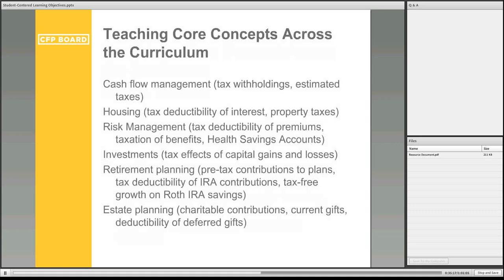Here I gave a list of an example of topics that might occur in the five or six different courses, and then some of the items that go across concepts. So, for example, in estate planning, we're going to see charitable contributions, current gifts, and deductibility of deferred gifts. In charitable contributions, those might also come up in retirement planning with the tax deductibility of IRA donations, because for a couple years that was allowed.